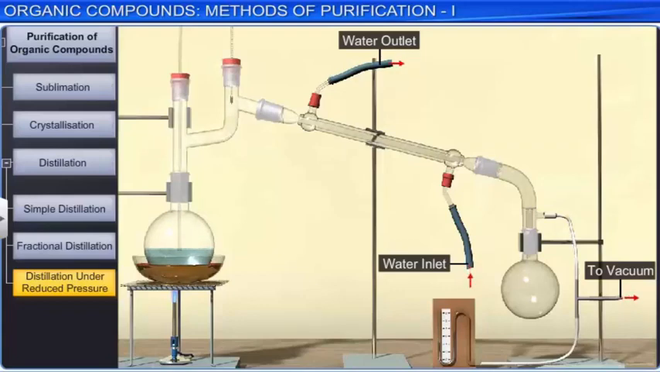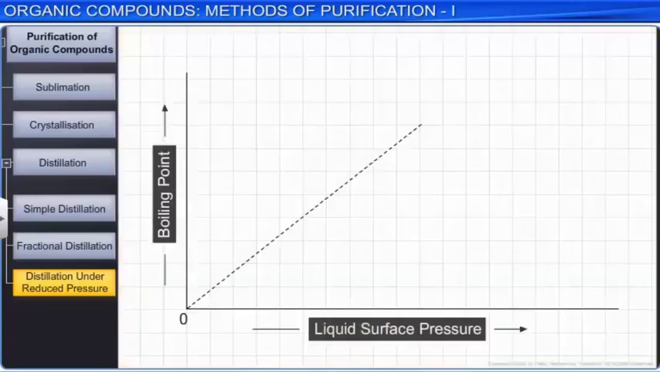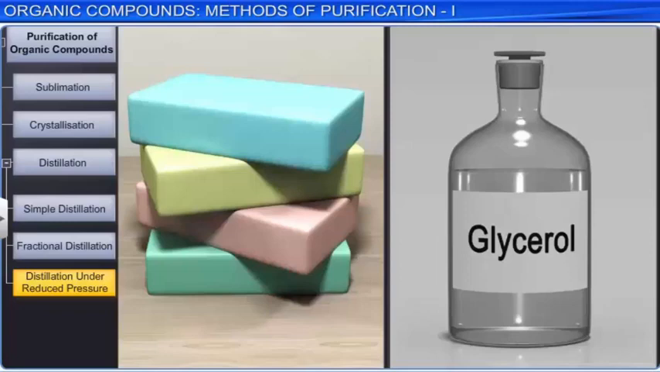In this method, the pressure on the liquids is reduced with the help of a water pump or a vacuum pump. As we know, a liquid starts to boil when its vapor pressure becomes equal to the external pressure. Thus, reducing the pressure on the liquid surface reduces the boiling point of the liquid. In soap industries, glycerol is separated from spent lye using this method.